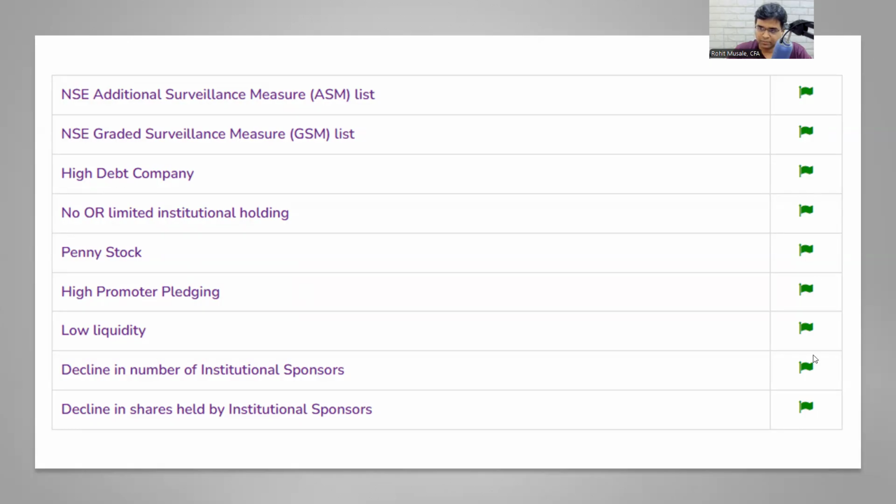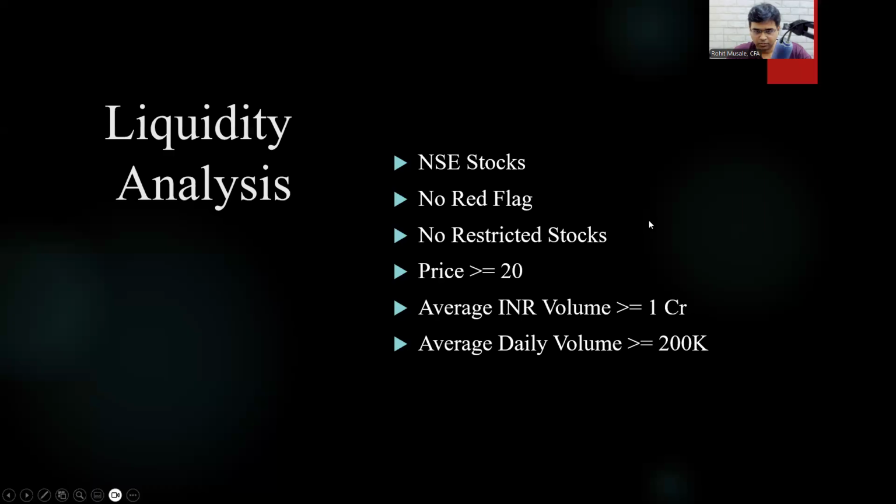So even if any one of these is a red flag, that ASM, GSM, high debt company, no institutional holding, penny stock, promoter pledging, low liquidity, all of this is a red flag. So any one of these is a red flag, outright reject. Okay, at least one needs to be a red flag for me to reject the stock. I don't even check others. Okay, so that's red flag. If there is a red flag on the stock, it's out of my shortlisted list of stocks.